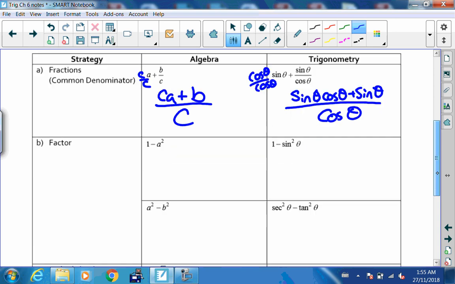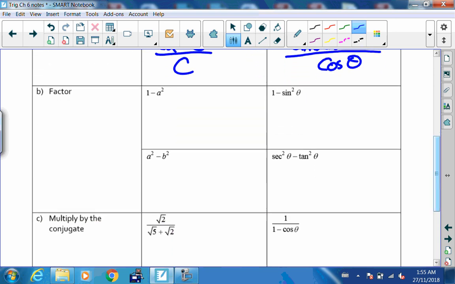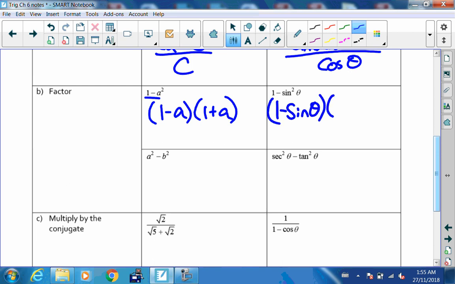We can also do some factoring. This is a difference of squares, 1 minus a squared. We typically don't have to do a lot of other kinds of factoring, more than difference of squares. We'll use difference of squares an awful lot through this unit. So make sure that you're feeling comfortable with that. If you're not, that you get comfortable with it. But this would be 1 minus a times 1 plus a. If I was doing this with sine theta, it's going to be 1 minus sine theta and 1 plus sine theta.